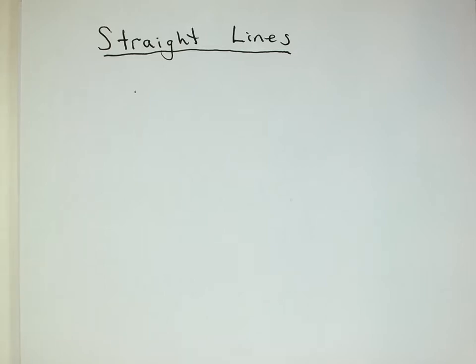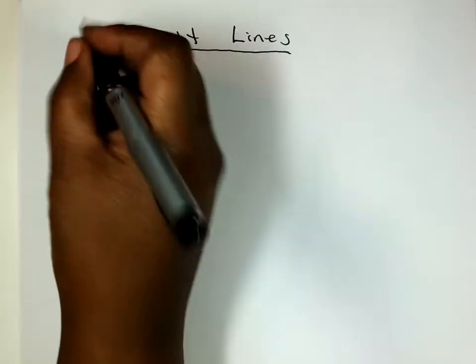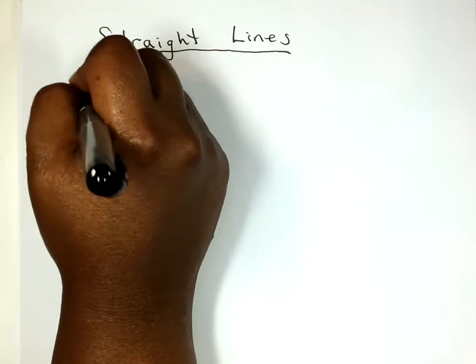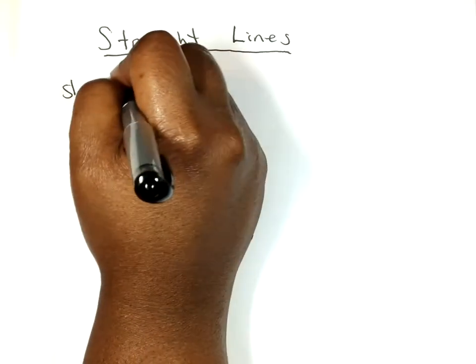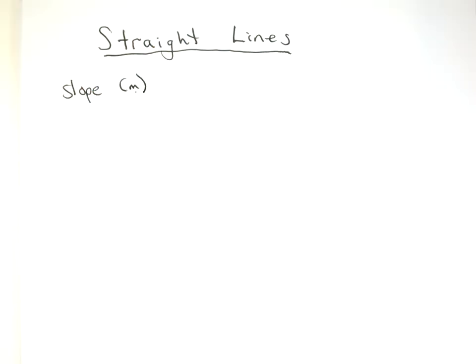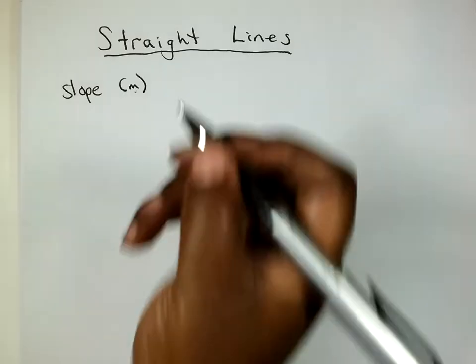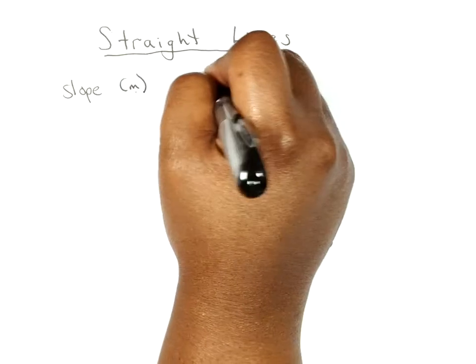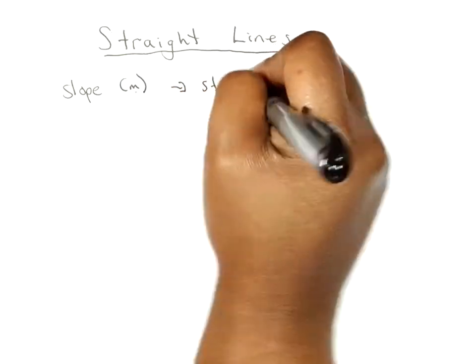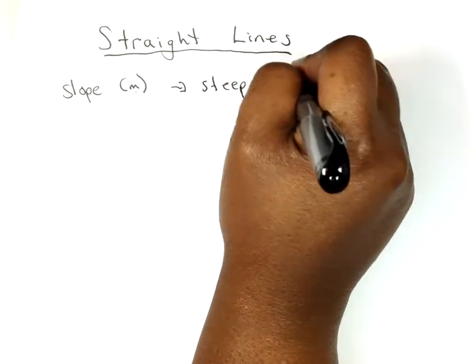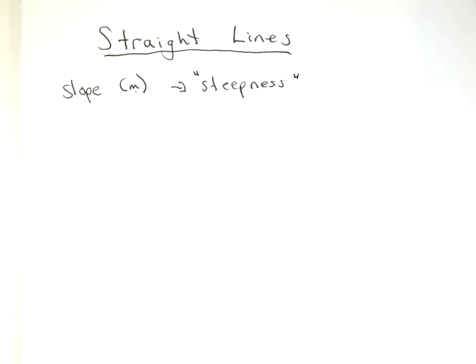Straight lines. So this is our next topic. We're going to start off by looking at the slope. And the slope really is just talking about the steepness of the line. We usually use the letter M for slope. And the slope can be 4 different things. So again, the steepness, it tells us.